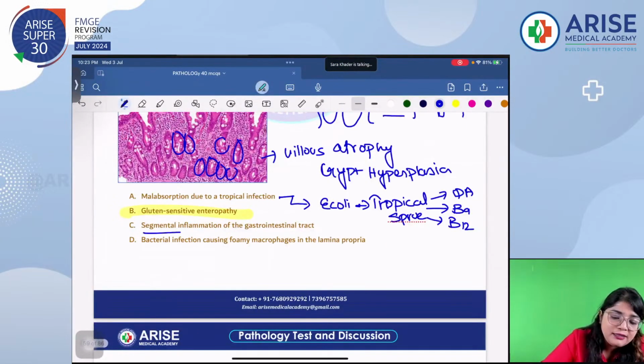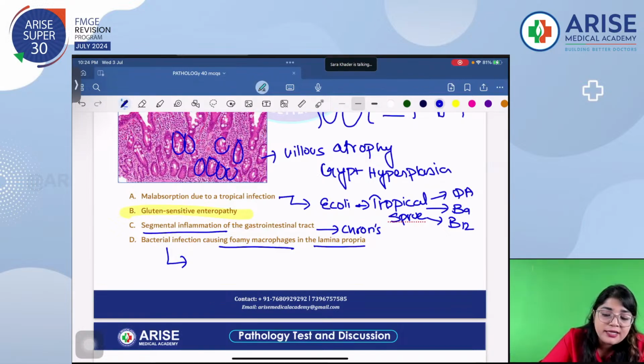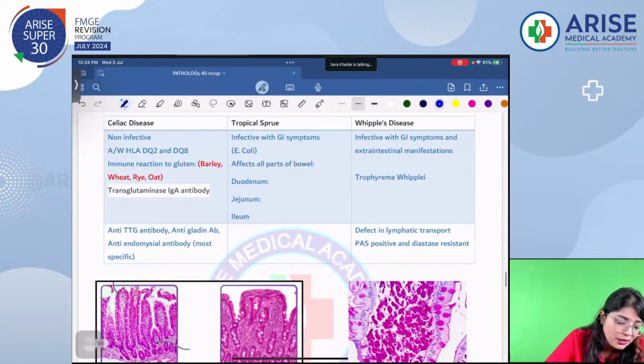Segmental inflammation, this is seen in Crohn's, right? Skip lesion, yes, segmental is seen in Crohn's. And bacterial infection, this one line is so important, because bacterial infection like Whipple's disease, right? Tropheryma whipplei causes foamy macrophages. When these macrophages try to eat up these bacilli, where do they eat them? In the lamina propria. So this is your Whipple's disease. All of them are very important for the exam. So go through them. This is one table that you have to go through.